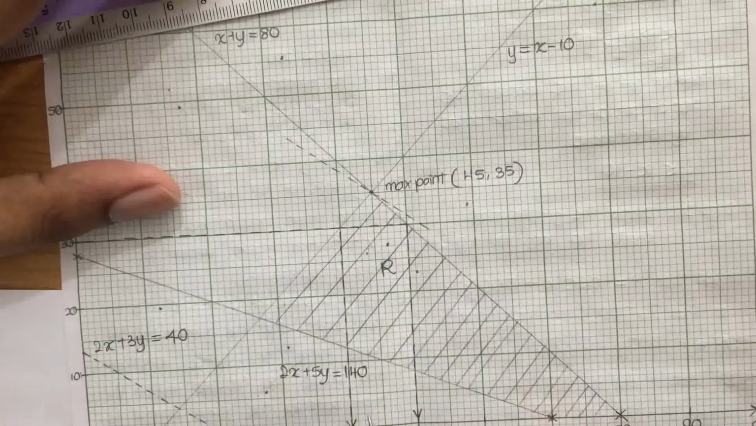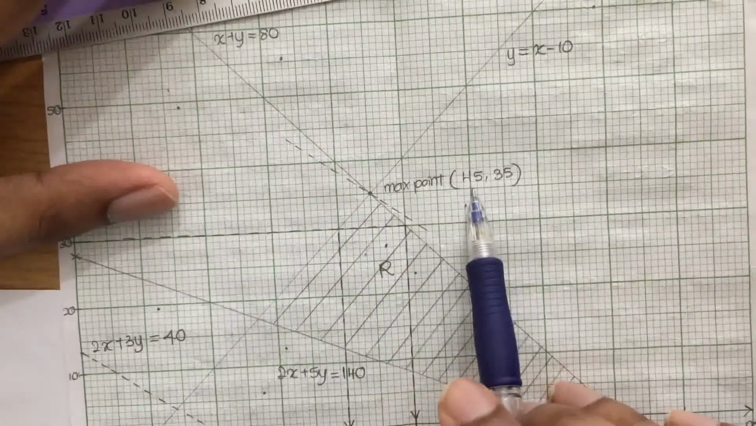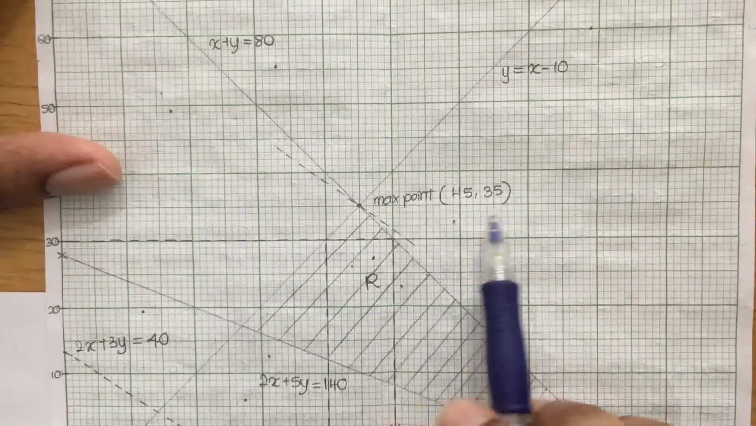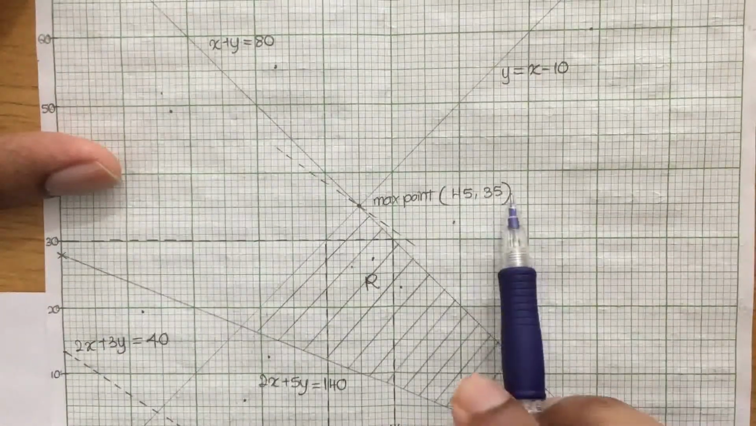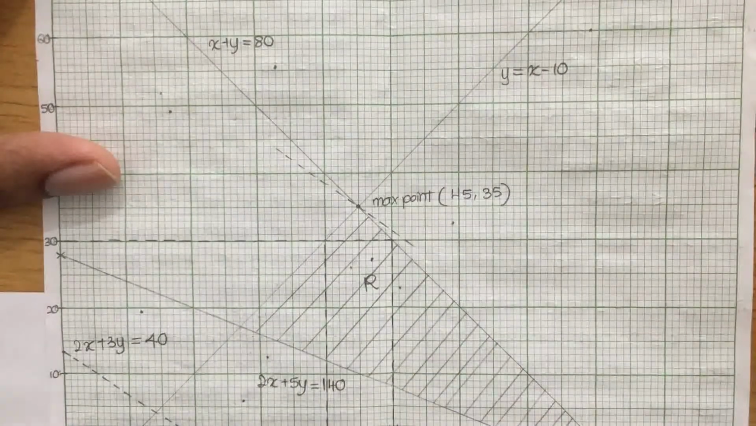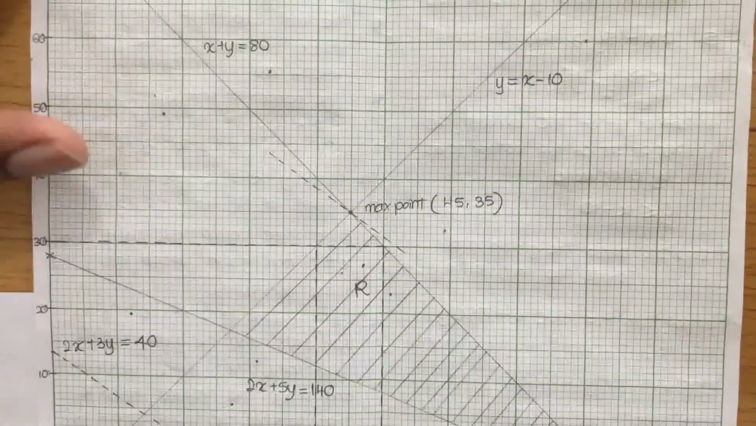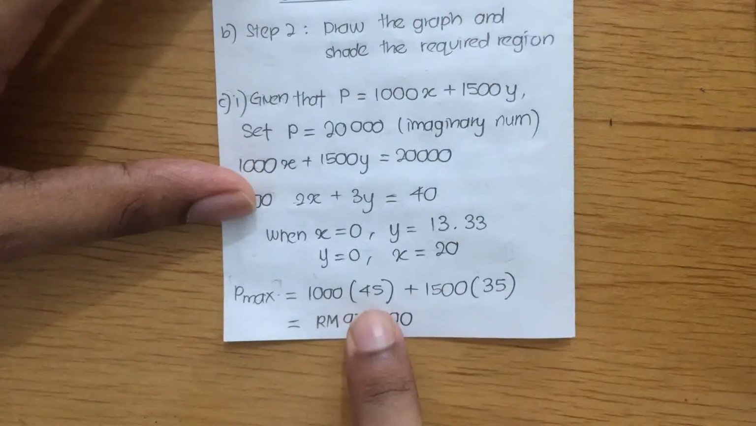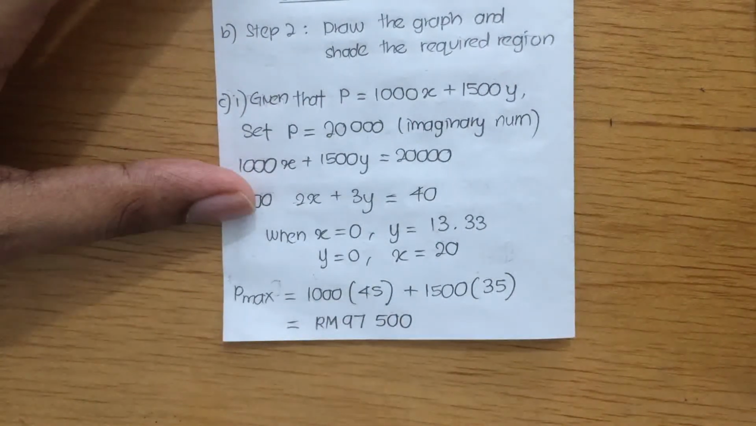Okay, so from here you get your maximum point as 45 and 35, but this is not the end of the answer, guys, we still need to find the maximum profit. To find the maximum profit, we need to use this value and substitute it into the profit equation. Okay, let me show you the working now. To find the max profit, you do 1000 times 45 plus 1500 times 35. So from here you get your maximum profit equals 97,500.